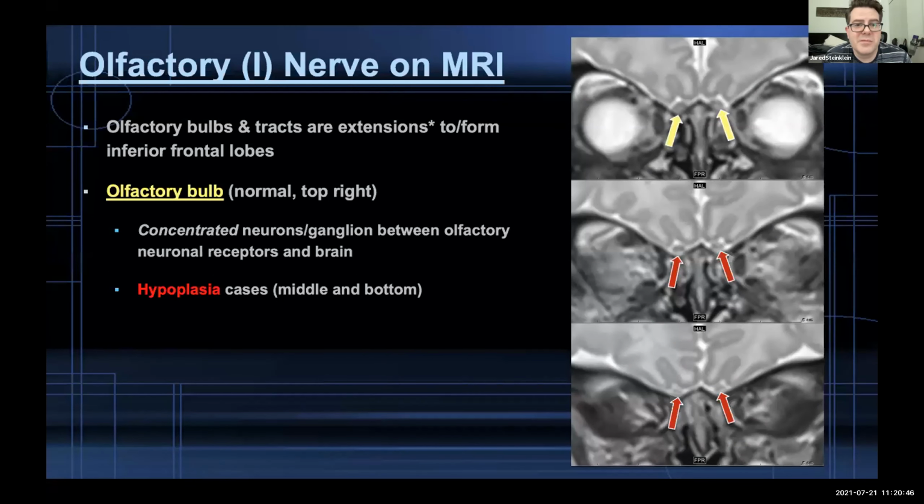Okay, so here's just some examples of the bulb on MRI. The top image is showing a normal appearance of the olfactory bulb, and going down, you can see there are gradual degrees of olfactory hypoplasia, the bottom being most severe, and that's again associated with Kallmann syndrome, which I had on the other slide. Next.